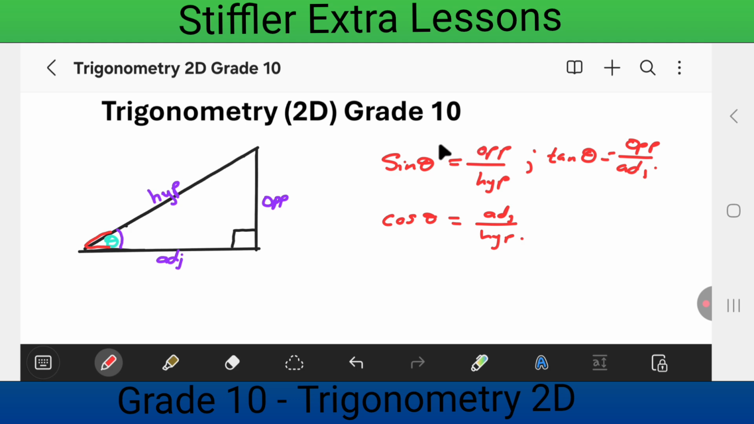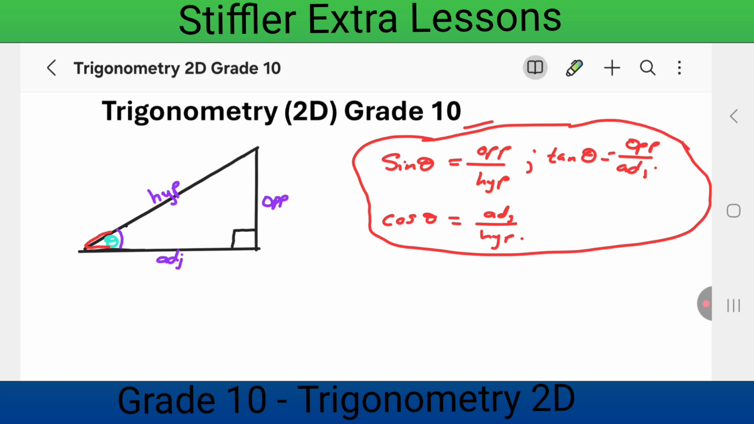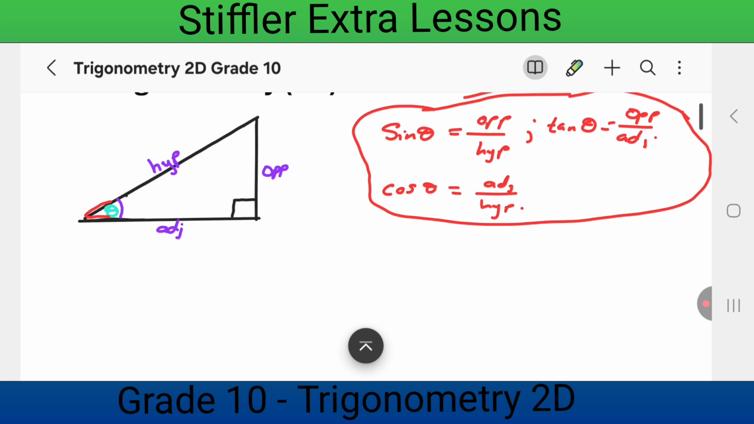And we also know that the cos of theta is equivalent to the adjacent over the hypotenuse. So in grade 10 2D we deal with only these three ratios. These are the three ratios that we focus on. We don't focus on the sec and the cosec. So we focus on these three, right? So it is important to always remember this when we are dealing with these 2D shapes.